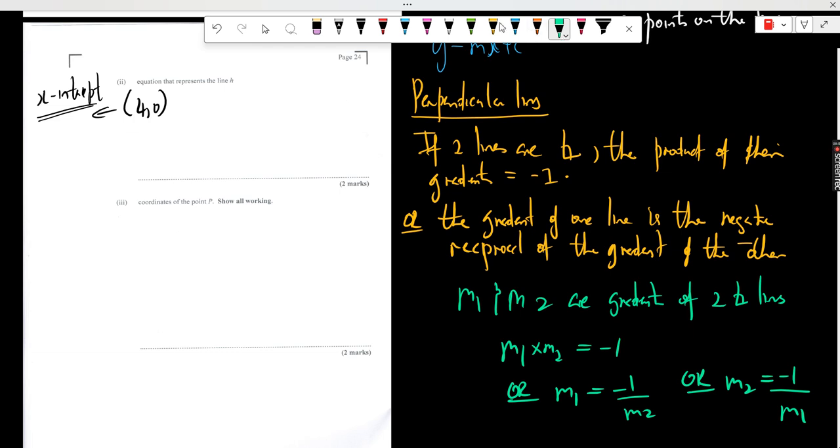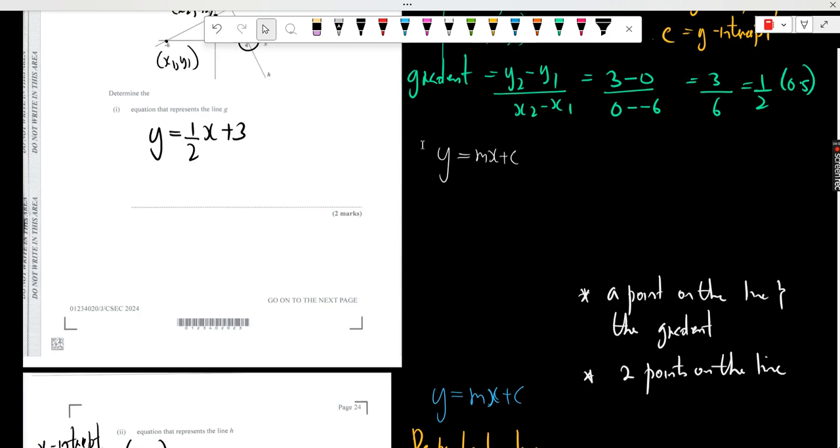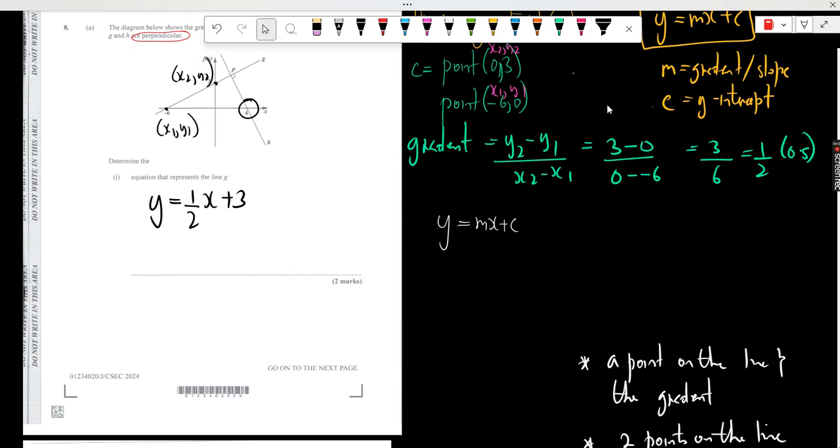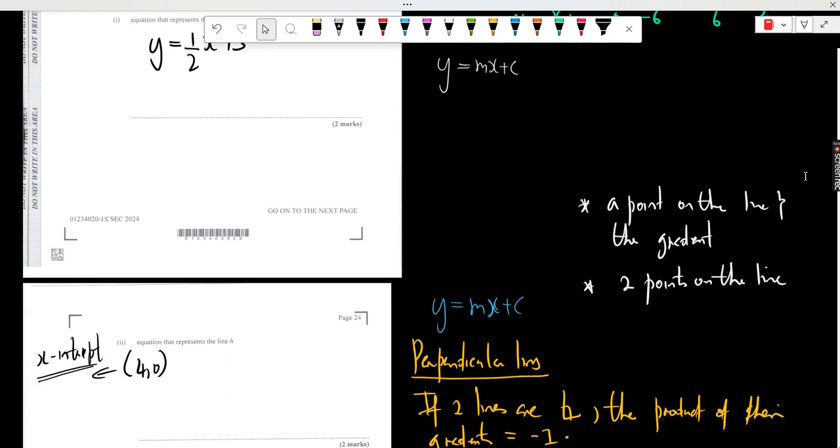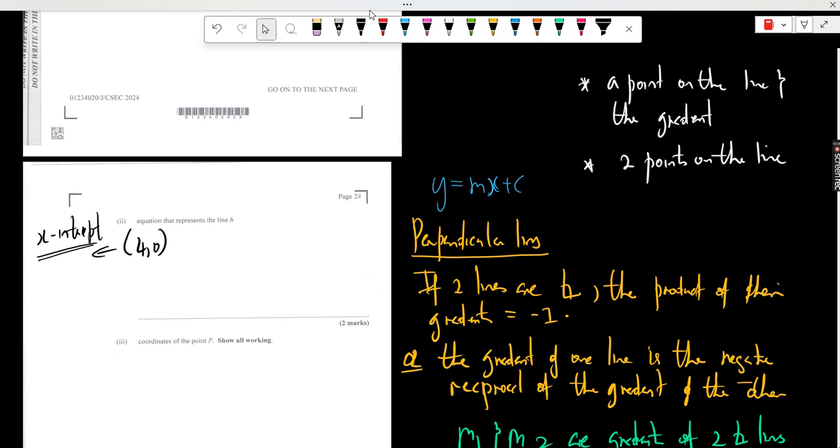So in part one of the question, we calculated the gradient of line G, which worked out to be a half or 0.5. Since line H is perpendicular to it, the gradient of line H is equal to minus 1 divided by 0.5, which is equal to minus 2. Is that clear?